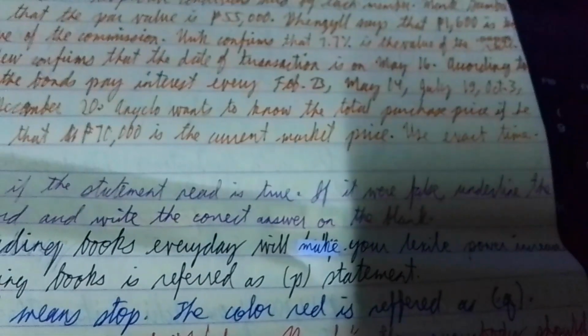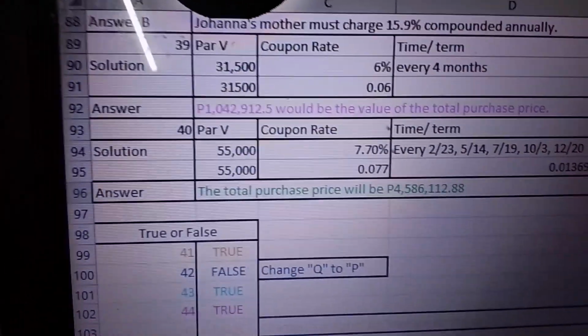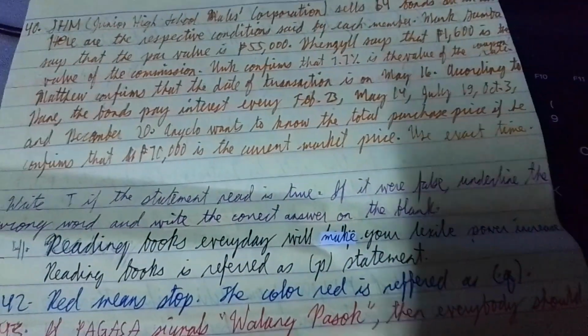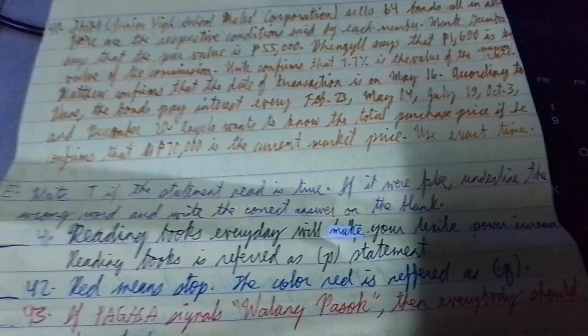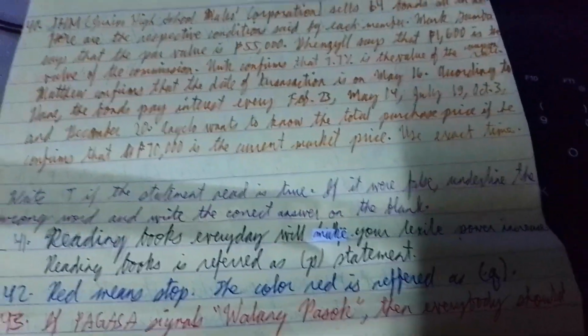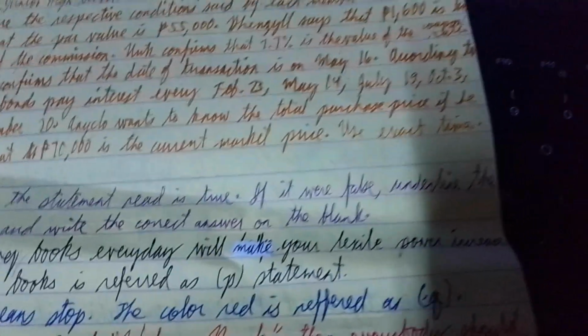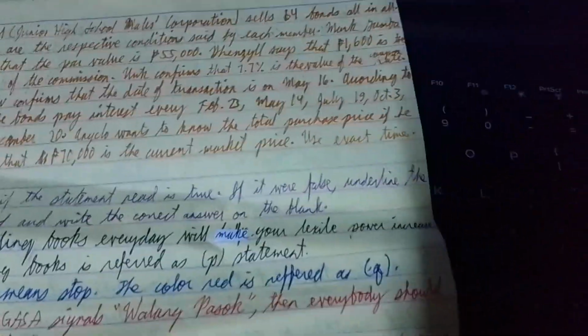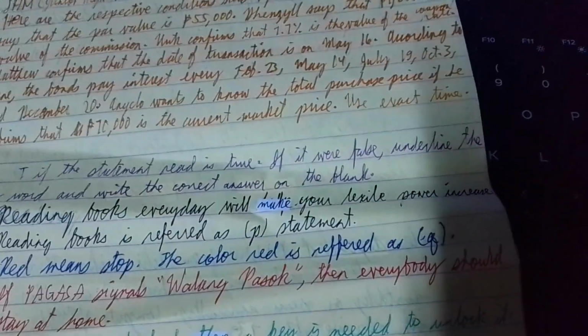Pero in this statement, it says reading books every day will make your leg cell power increase. Reading books is referred as a P statement. Yes, that's true. Sinunod ko dito, true. Bakit true? Kasi nga, diba remember, why reading books is considered as P? Because when you read books, that is the hypothesis you're going to conclude. Because if you want to let your leg cell power grow, you need to read every day.